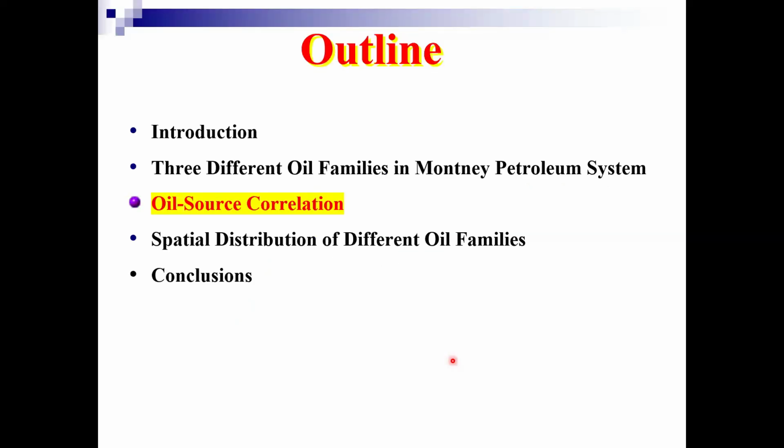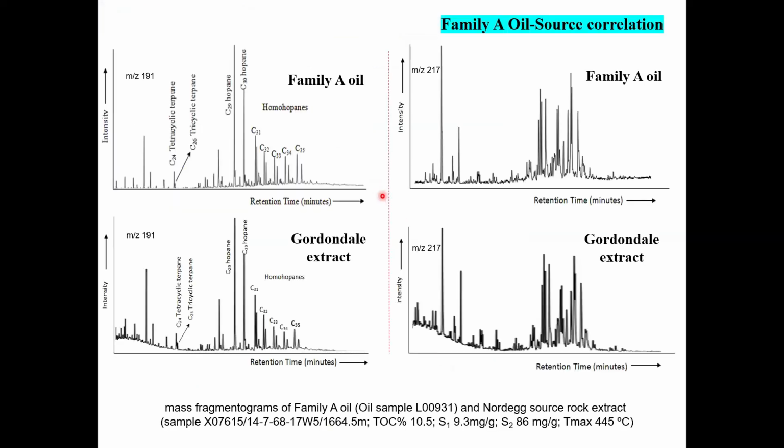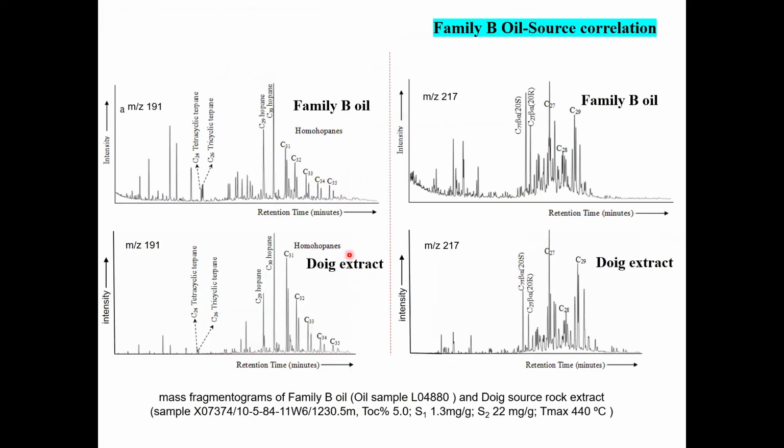Now let's move on to oil source correlation. Geochemical signatures suggest Family A oils show a strong correlation with Jurassic-Gordondale source rock extracts. Family B oils correlate well with extracts from the Doig Formation.